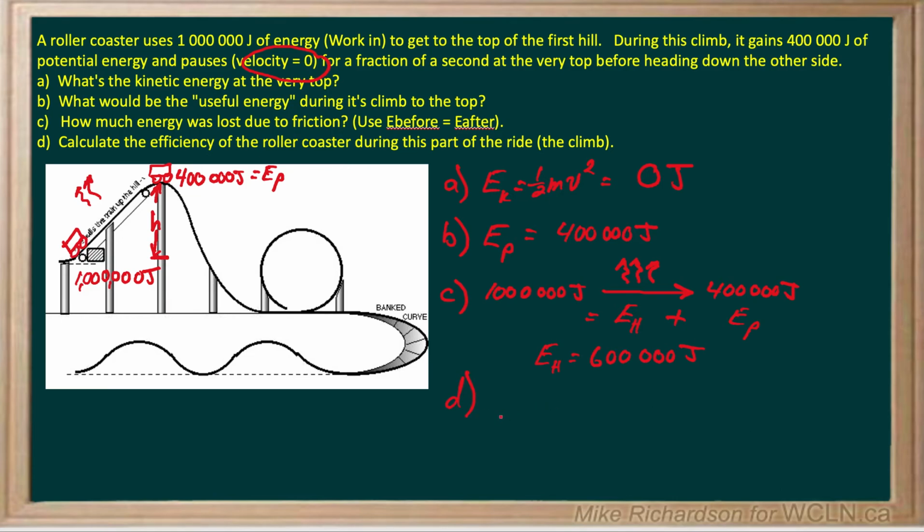Question D, calculate the efficiency. Well, efficiency is like a test score. How good is this roller coaster? So it's useful energy out divided by my overall input of energy times 100 to get a percentage. Useful energy out was 400,000 and it was all potential. My energy in was 1 million. And when I take that and multiply it by 100, it is 40% efficient.